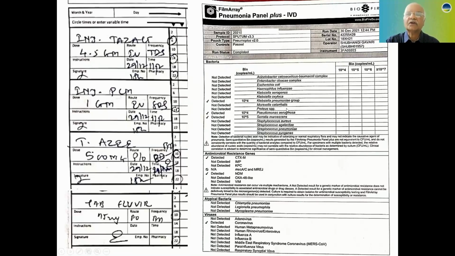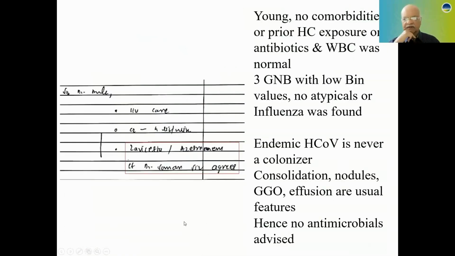So what was found here was Klebsiella pneumoniae, 10 raised to 4, Pseudomonas aeruginosa, 10 raised to 4, and also Serratia marcescens. And what resistance markers were there? CTX-M, NDM. And also what was detected was the endemic coronavirus. So interestingly, the physician said that he would like to start on ceftazidime, maybe Bactrim and aztreonam. Obviously, he is concerned about the NDM part of it, but at least he has written, if I agree.